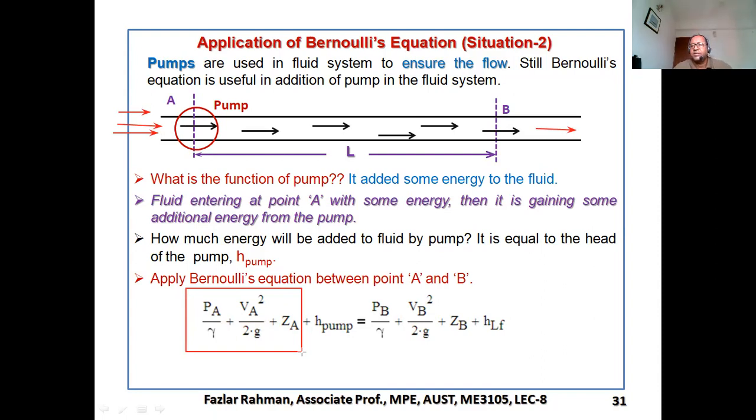Now, how will you figure out the energy of the pump? If you buy a pump for your house or any purpose, you look through the specification. You will see the head of the pump. Head means how much energy it can add to the fluid. More head, the pump is better. It will add more energy to the fluid. So when it came in at point A with this much energy, the pump gives it an energy boost, H pump. With that much energy, it is going to point B. After coming to point B, it has this much energy, because it lost some energy between point A and B. So you get this. The pump actually adds some head to the fluid.